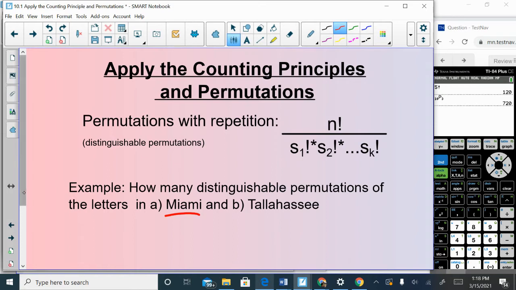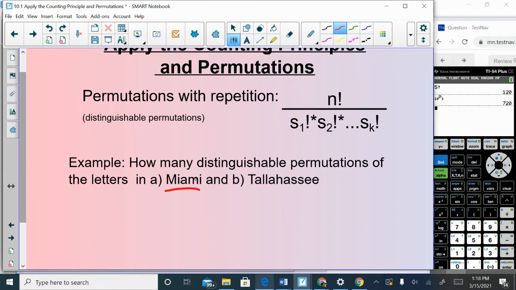Essentially what makes this different is, if we are figuring out how many ways we can organize the letters in the word Miami, if I switch the I and the I, I haven't made a different word. That's the exact same word if I just switch two letters that are not distinguishable between them. And so that is the scenario in which you would use distinguishable permutations or permutations with repetition.